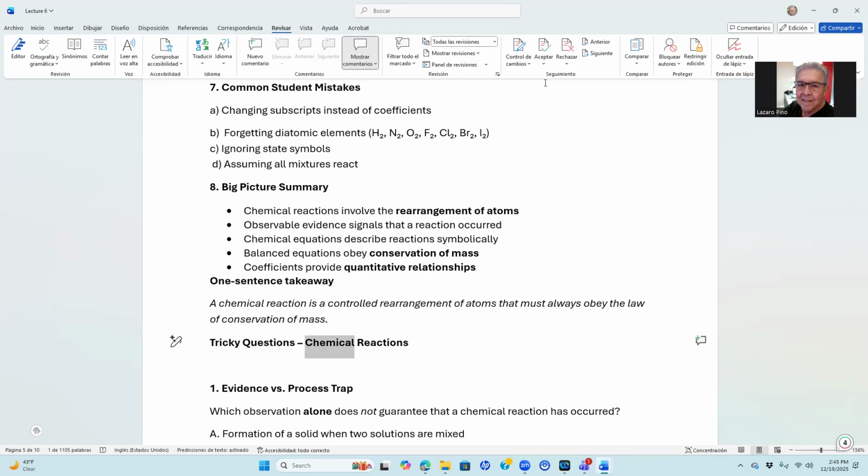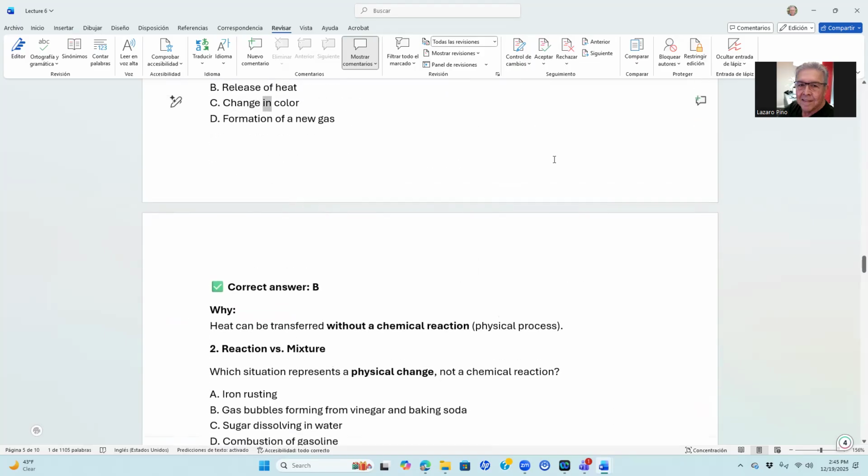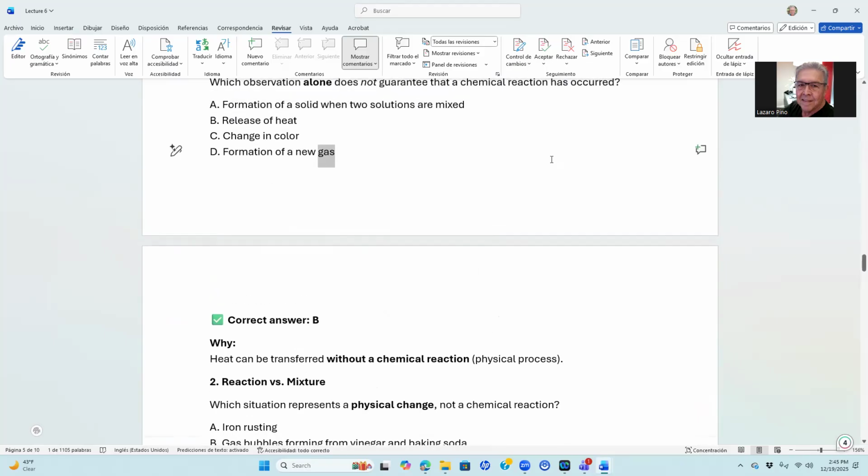Tricky questions, chemical reactions. 1. Evidence versus process trap. Which observation alone does not guarantee that a chemical reaction has occurred? A. Formation of a solid when 2 solutions are mixed. B. Release of heat. C. Change in color. D. Formation of a new gas. Correct answer: B.